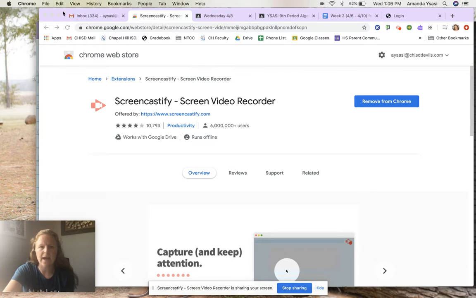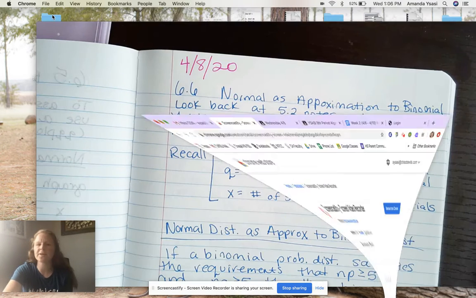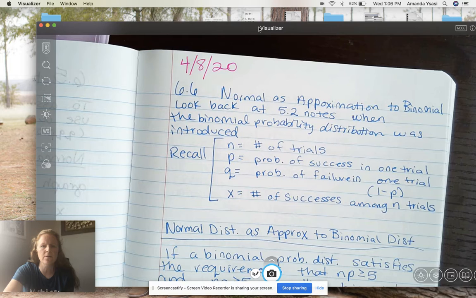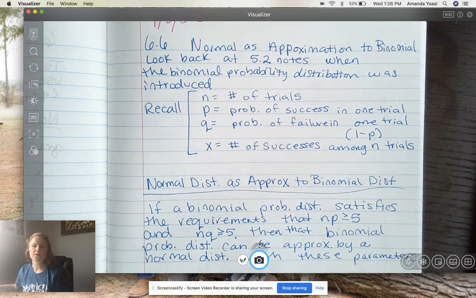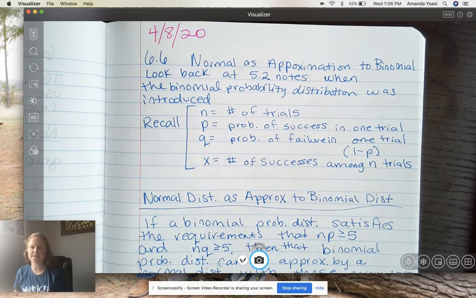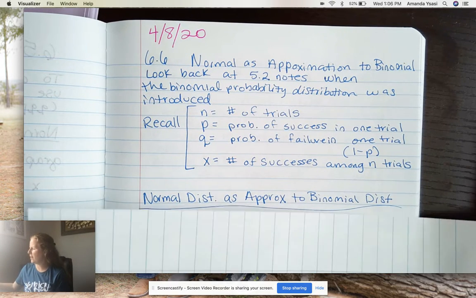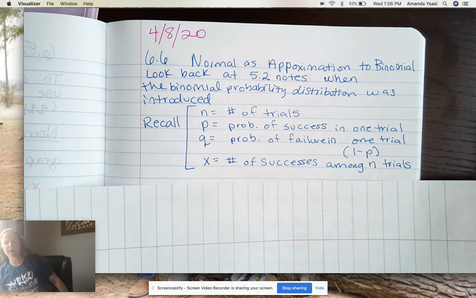Hey class, I am going to go over 6.6 notes with you all. So here is the start. 6.6 is all about making a binomial distribution into normal using an approximation.